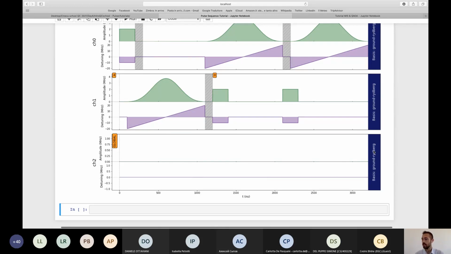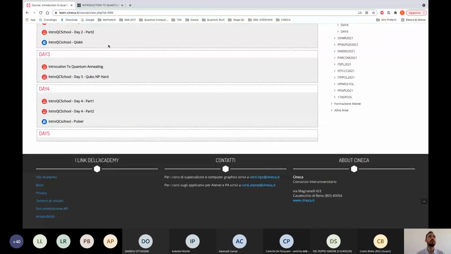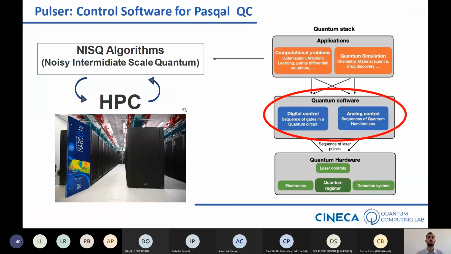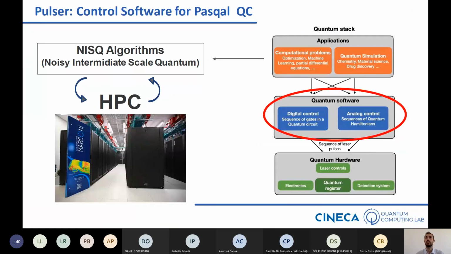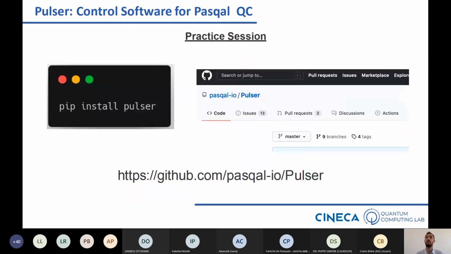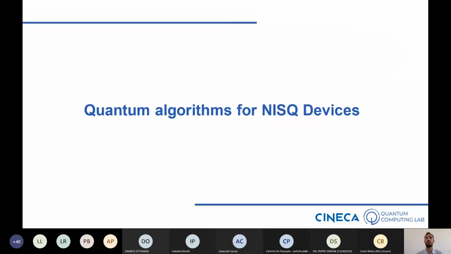Yes, I guess we can stop right now. We can stop here. So what you've seen is the quantum software. Now what we're going to see after the break is the quantum algorithms for NISQ devices, I think.